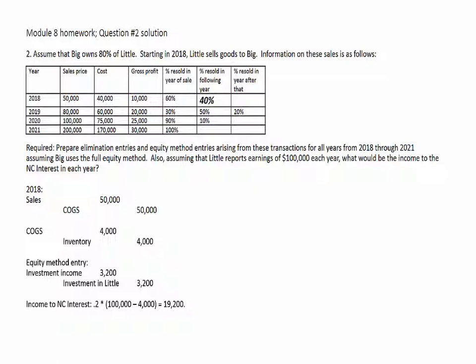Finally, the income to the non-controlling interest, again, 20% of, we start with the reported earnings of $100,000. We look at those elimination entries and see a net debit to cost of goods sold of $4,000. That reduces the income. So 20% of $96,000, $19,200.